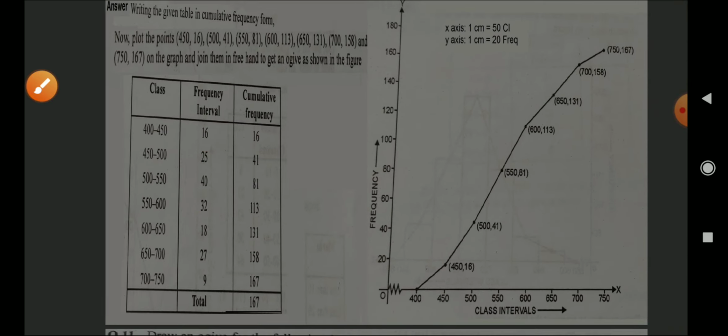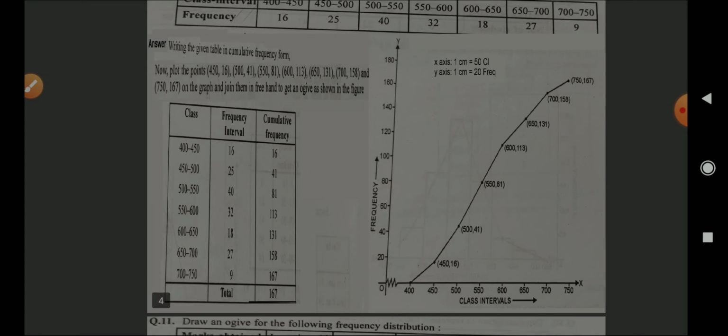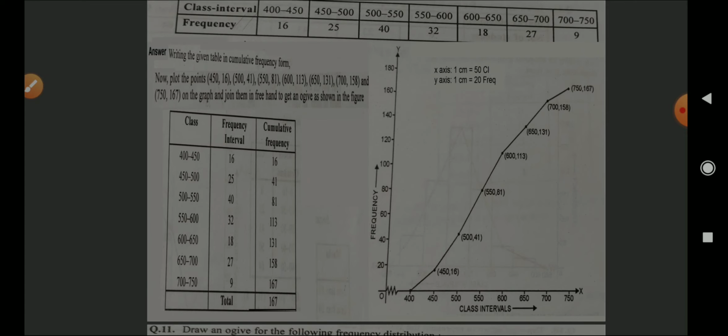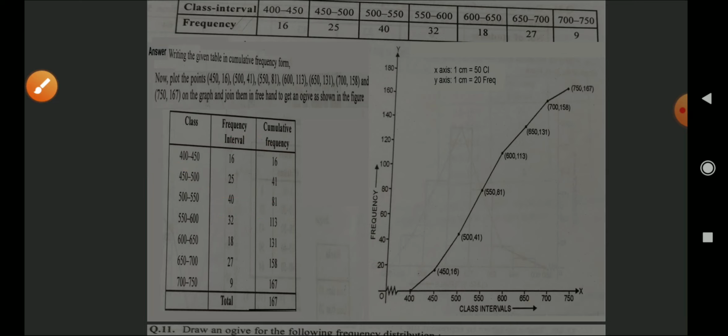And then simply you have to draw the graph. On the graph's x-axis you are going to take all the class intervals, and on the y-axis you are going to plot the cumulative frequency. For 400 you are going to plot 0, for 450 you are going to plot 16, 500 is 41, 550 is 81, likewise. So this is how it works. 400 starts with 0, 450 is 16, then 500 is 41, 550 is 81, 600 is 113, 650 is 131, 700 is 158, and 750 is 167.